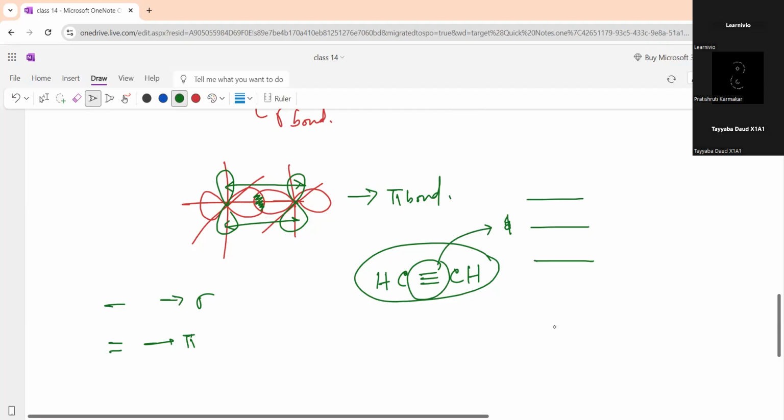This is how 3 bonds are formed. The bond that was formed first, that is the sigma bond. And after the first bond is formed, then the other bonds are pi bonds.